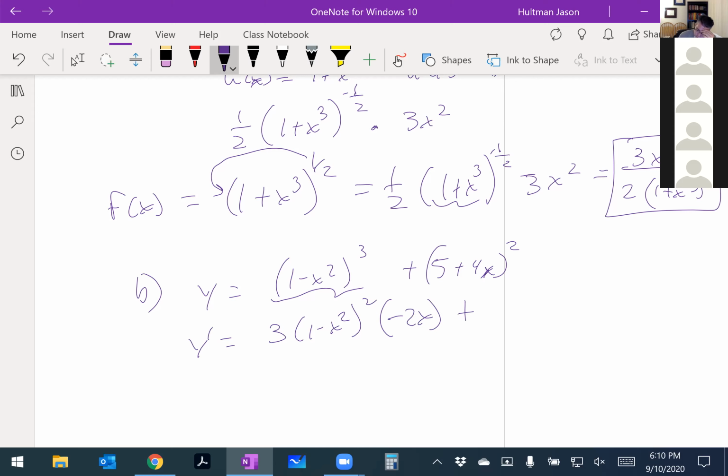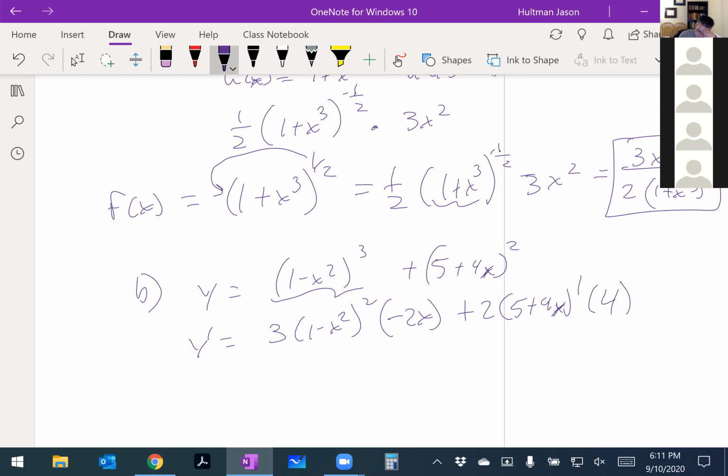Okay, plus the derivative of the outside here is going to be 2 times 5 plus 4x to the 1. Okay, and then what's the derivative of the inside? 4. Yeah, very good. Thank you, Mario, again. 4.